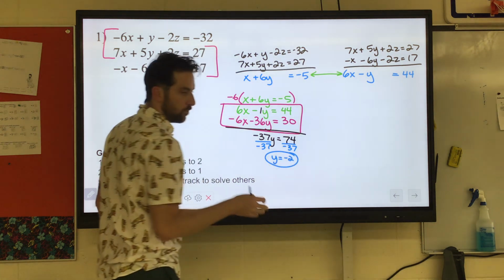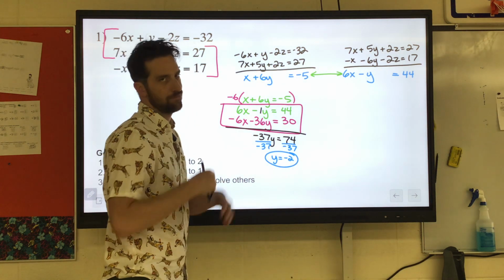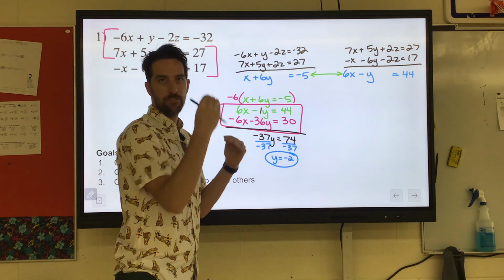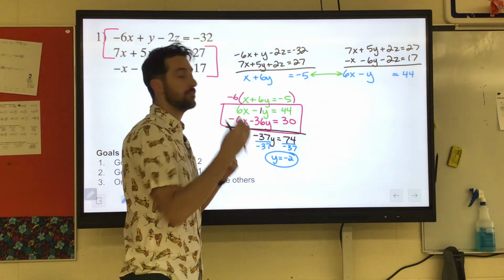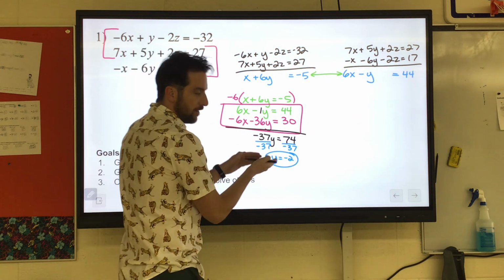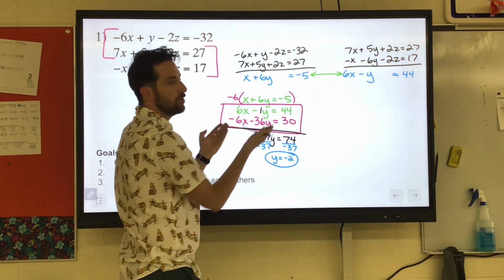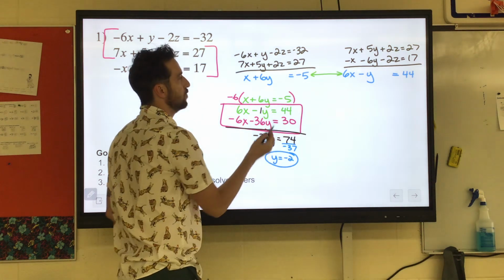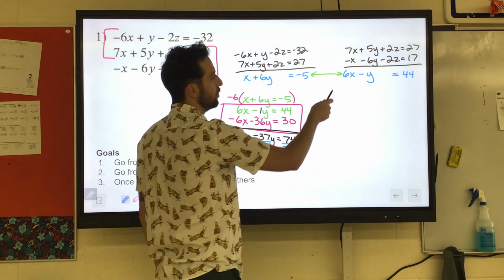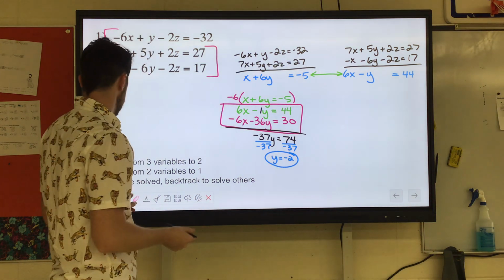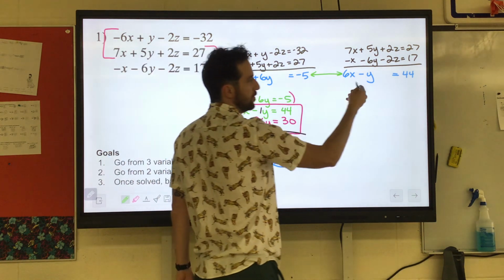The nice thing is, once you solve for one variable, that's the hardest part. So you just backtrack, and you're going to figure out the next variable, and the next variable. We already know what y is, so we're going to take it back to when there were just 2 equations. And it doesn't matter which one we use. The x plus 6y equals negative 5, 6x minus y equals 44. Doesn't matter. Let's just go with this one because I have the space here.